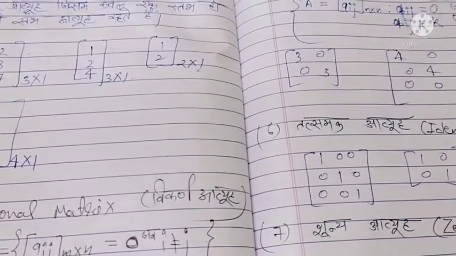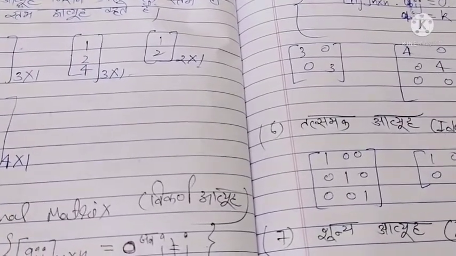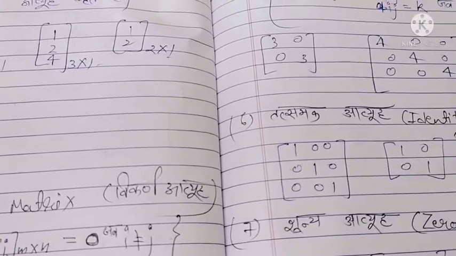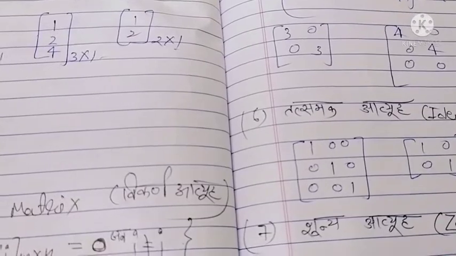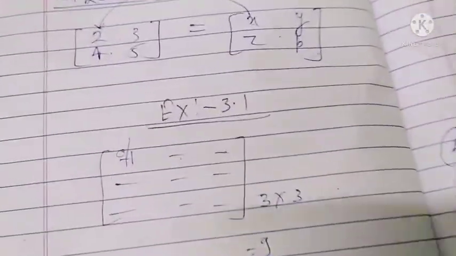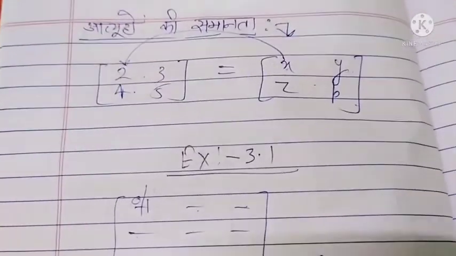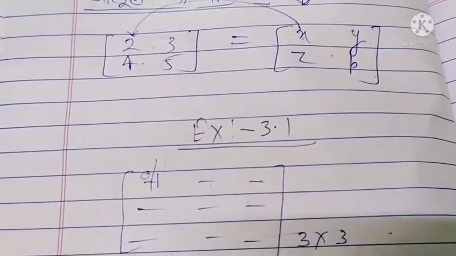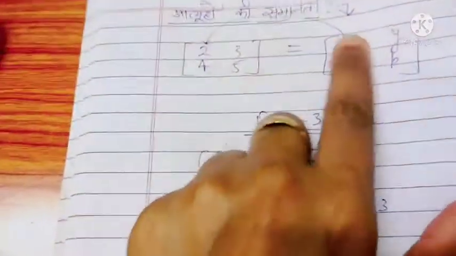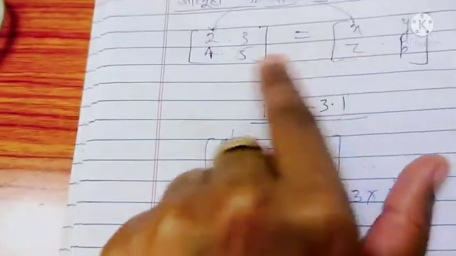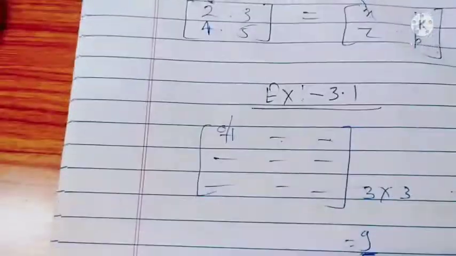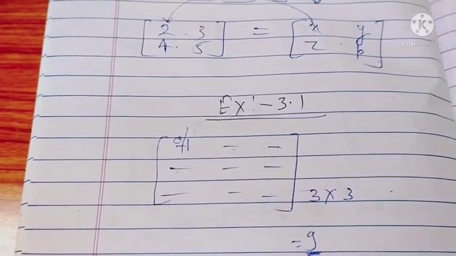Next we will have exercise 3.1 in which there are very easy questions, like we have to compare. If we are comparing two matrices to see whether the values are equal or not, firstly we have to check their orders. If the orders are equal, then they are comparable. Then we will compare the elements. A11 will be compared with A11, like in these two matrices. If you are given these two matrices, then they will be equal if their corresponding elements are equal. Like here x is equal to 2, y is equal to 3, z is equal to 4, and p is equal to 5. So in this way you can compare matrices to see whether they are equal or not.